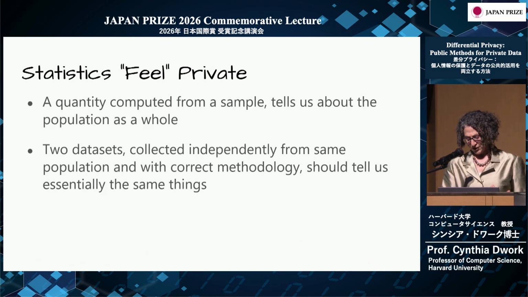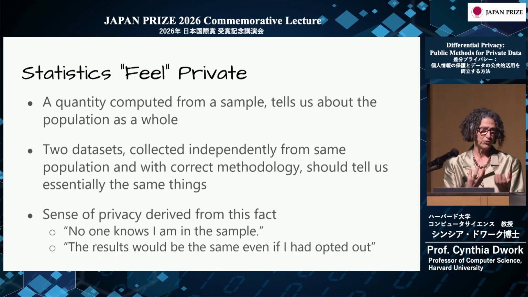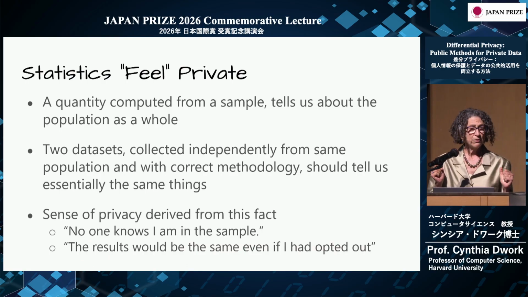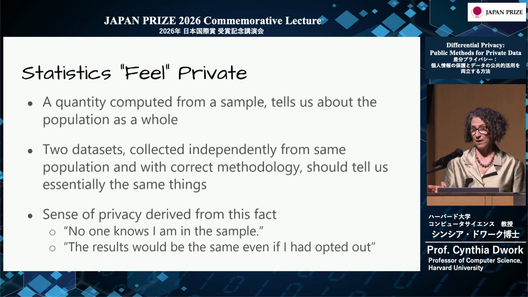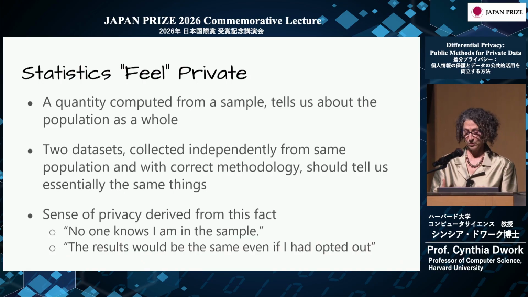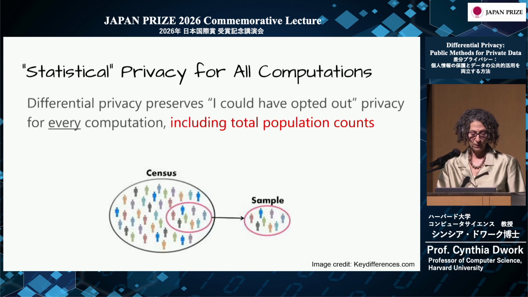And our sense of privacy for a statistic comes from this fact. So you might think, if you're selected for the sample, nobody knows that I'm in the sample, or the results would be the same even if I opted out, or again, even if an entirely different sample had been chosen. So this intuition is on the right track, but it's mathematically flawed and it needs some help. Differential privacy will provide that help.